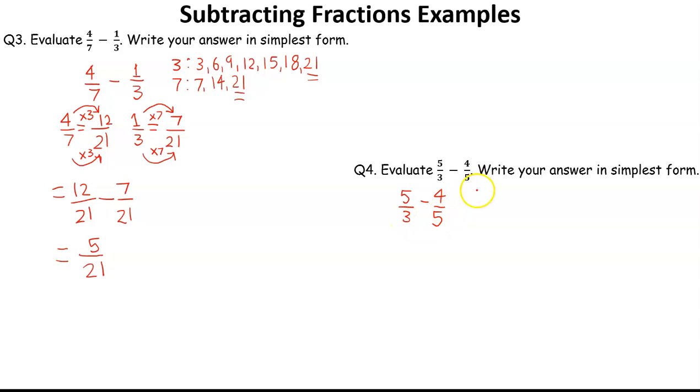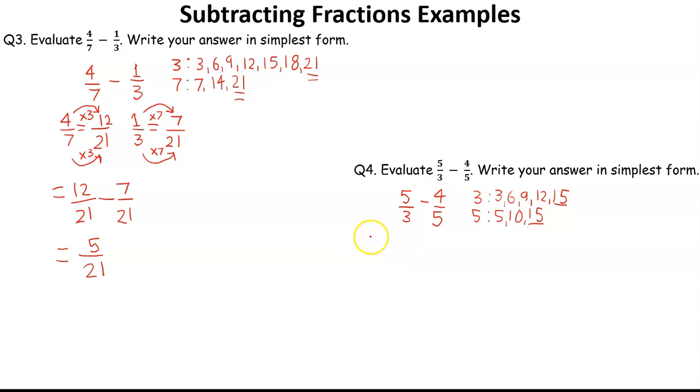5. So I've got 3. What are my multiples of 3? What are my multiples of 5? I'm going to start with my large number again. 5, 10, 15. My 5 times tables. I've got 3, 6, 9, 12, 15. So 15 and 15. There's my lowest common multiple, which is now going to become my lowest common denominator.